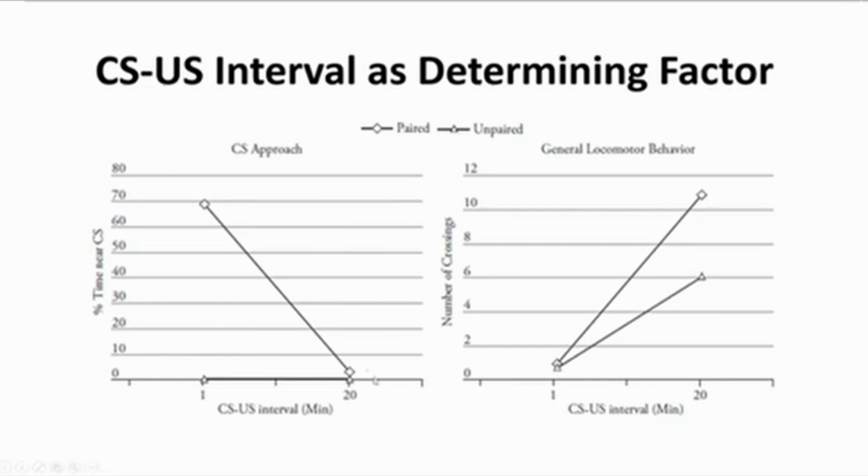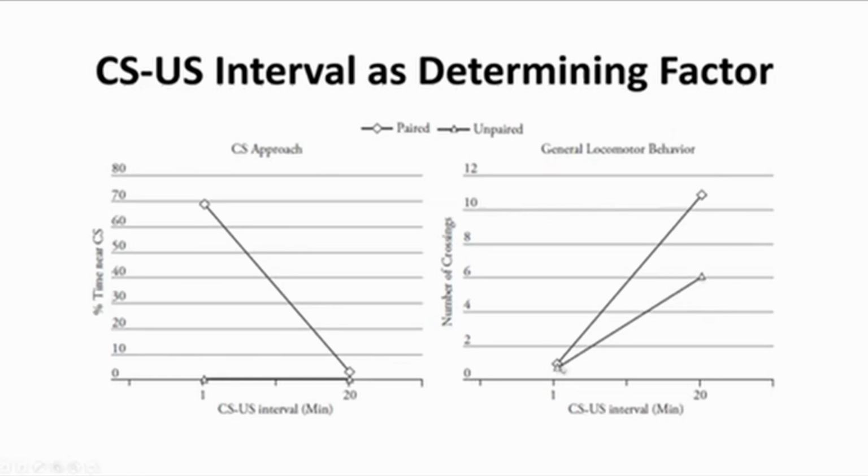Whereas if there was a longer interval, if it was a 20-minute interval, they spent very little time in the area around the conditioned stimulus. So they wouldn't go and sit next to the block, next to that conditioned stimulus. They would do something else. And that something else is what the other graph is, and that's general locomotor behavior, which is basically how much are they moving around in the enclosure.